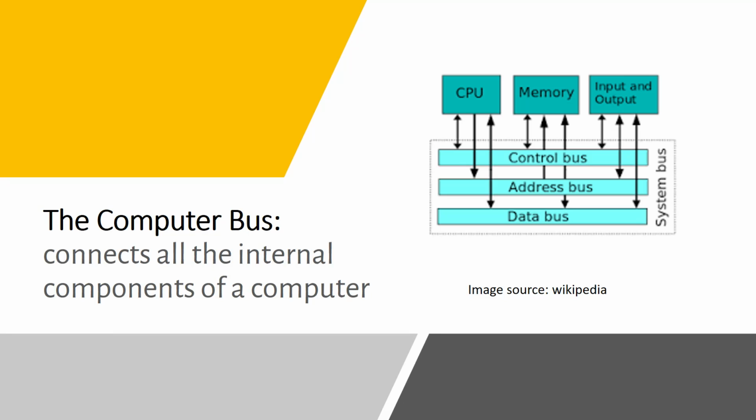So there are what's known as buses that connect all those internal components that sit within the CPU, the memory, and the input and output. So there's an overall system bus, and within that system bus, there's the control bus, the address bus, and a data bus. So we need to therefore understand how the memory operates.